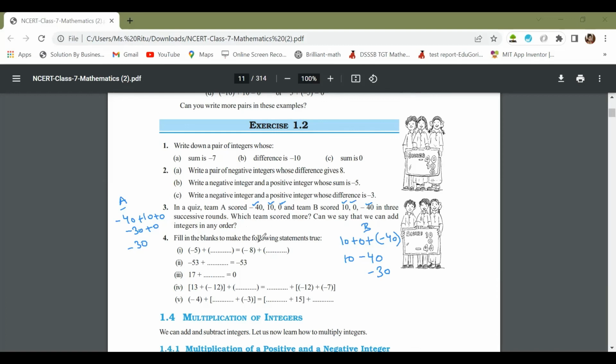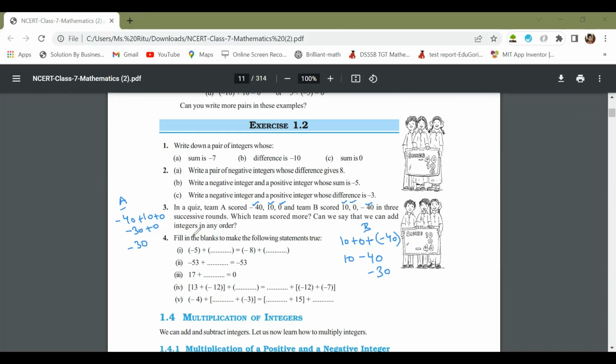Okay, so the answer of this would be both teams scored the same, because the answer is coming -30 in both the cases, team A and team B. Now the next part they are asking is, can we say that we can add integers in any order?